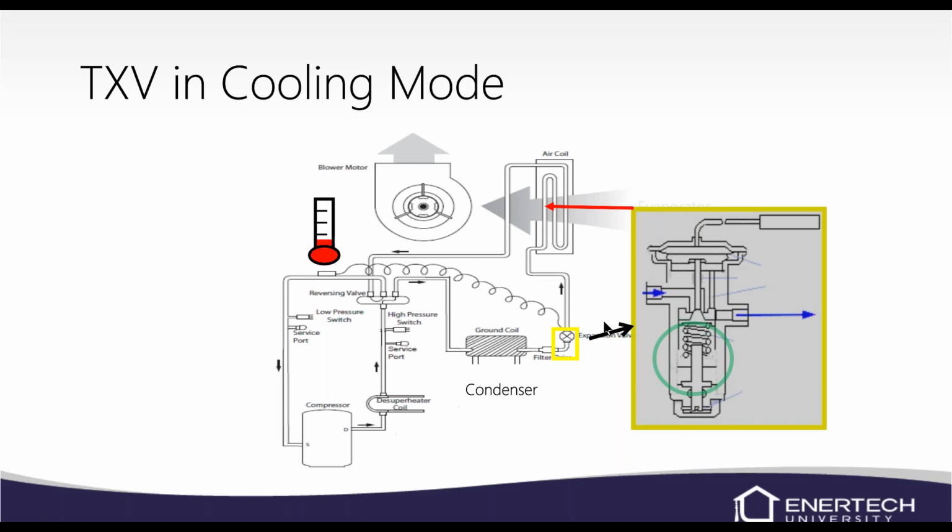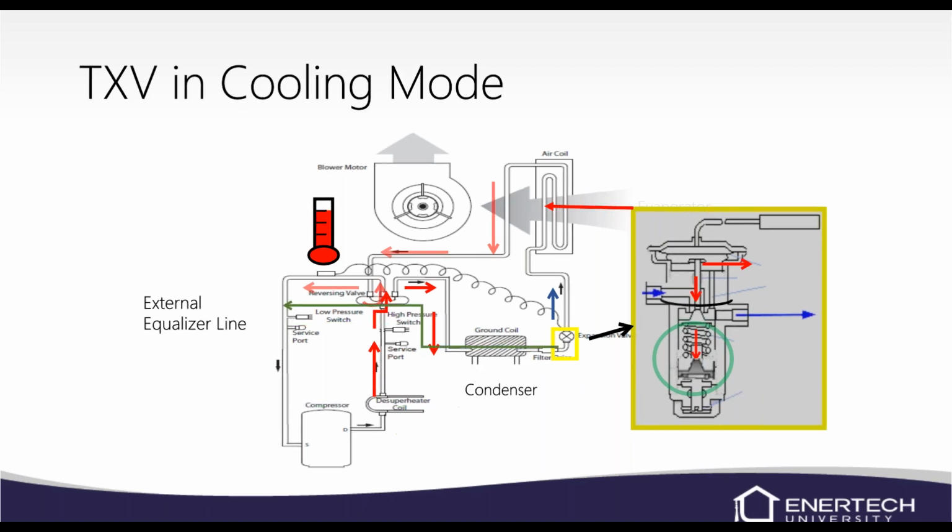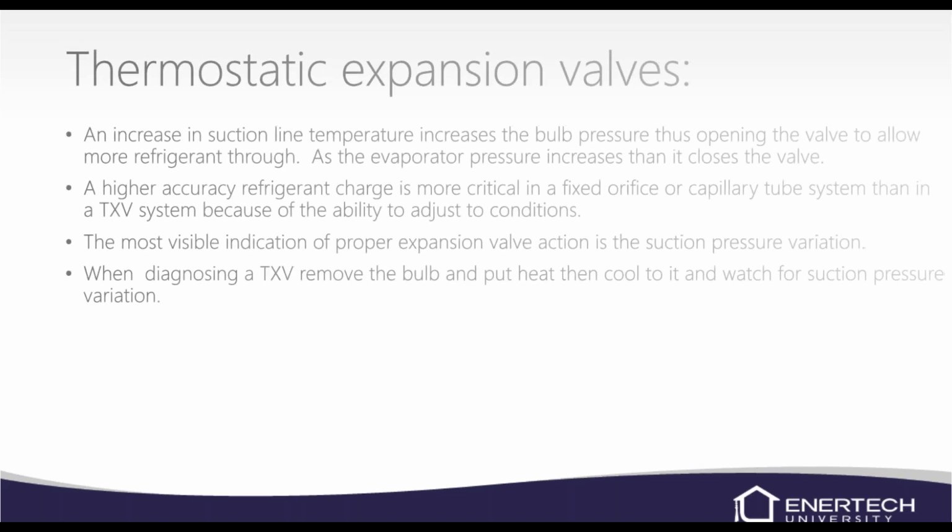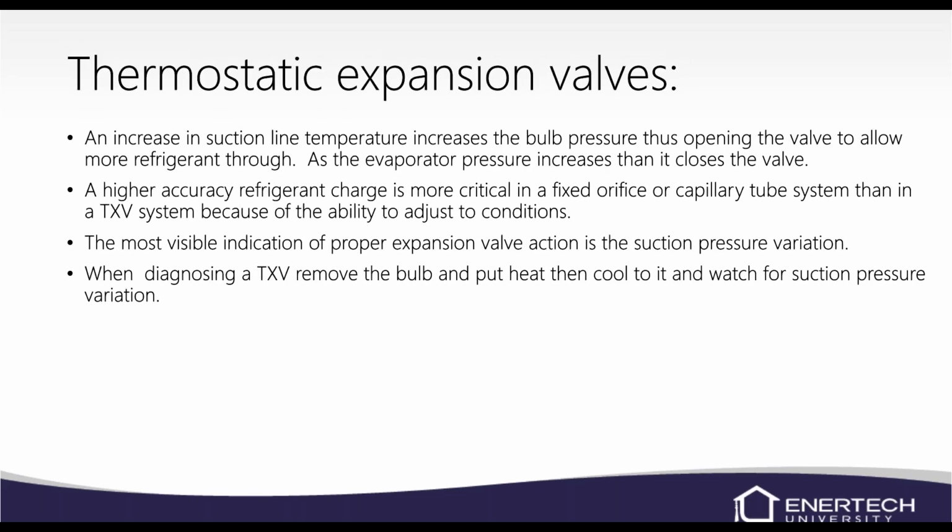But the valve doesn't work any different in heating than it does in cooling. It's still sensing suction line temperature and throttles the valve accordingly. Now the refrigerant path goes in the opposite direction, but it still throttles the same. Basically, an increase in suction line temperature increases the bulb pressure, thus opening the valve to allow more refrigerant to flow. As the evaporator pressure increases, it'll start to close off that valve.